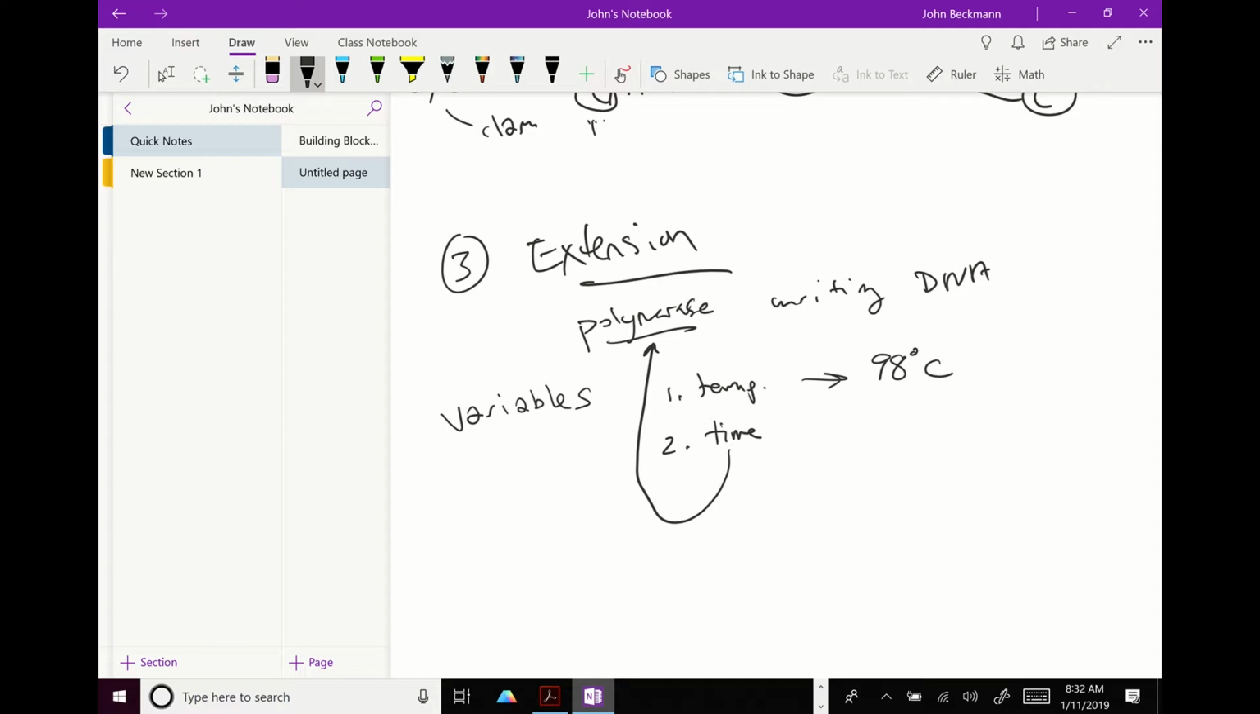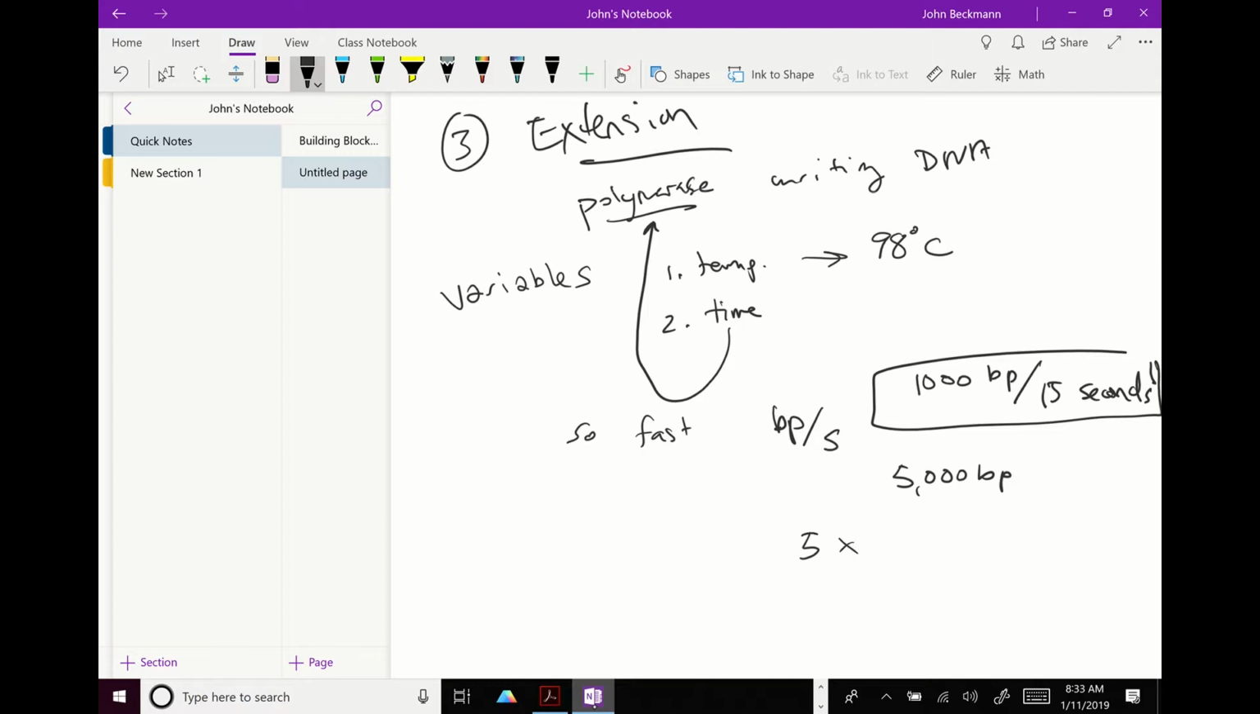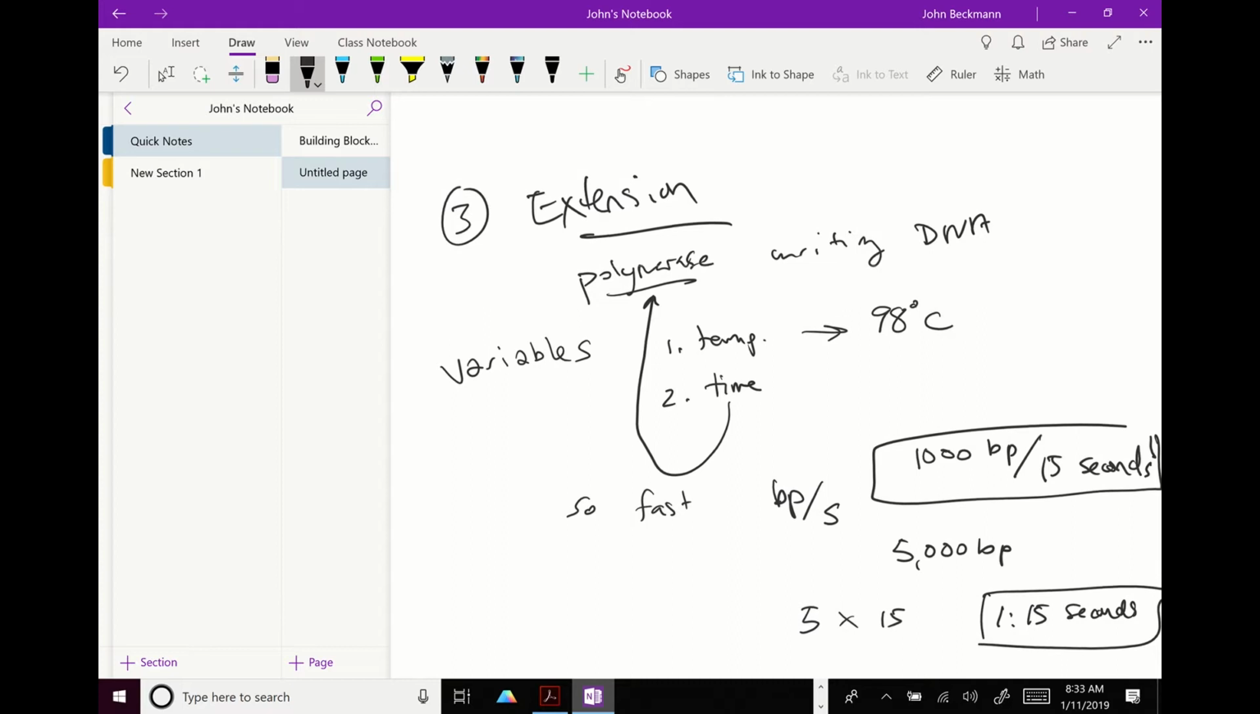These polymerases can only go so fast. That means they can only write a certain amount of base pairs per second. Fusion is very, very fast, and it writes 1,000 base pairs every 15 seconds. You want to know this. So if you want to amplify something that's 5,000 base pairs, you better make that extension step at least 5 times 15, which is 1 minute 15 seconds. Does that make sense? If you make it any less than that, there's no way your PCR will work, because you physically have not given your polymerase enough time to write that DNA.